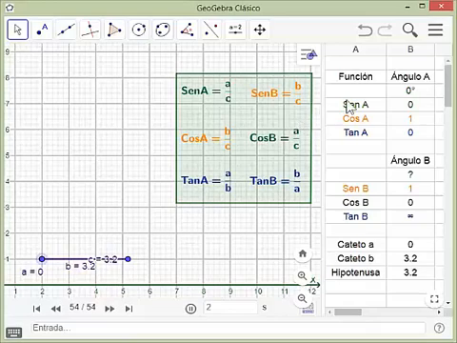Let's take a look at the new trigonometric functions. Angle A equals 0 degrees. Sine of 0 degrees equals 0 over 4, that equals 0. Cosine of 0 degrees equals 4 over 4, equals 1. Now, what is the value of tangent of 0 degrees? We would have to divide 0 over 4. That's equal to 0, just what we can see on the table.